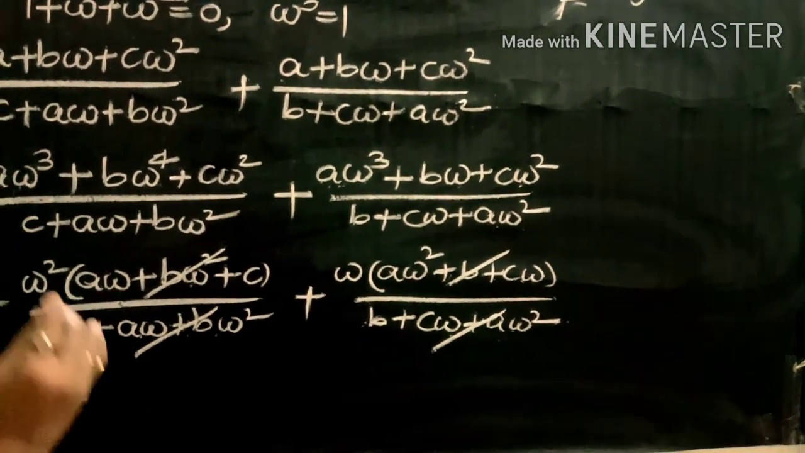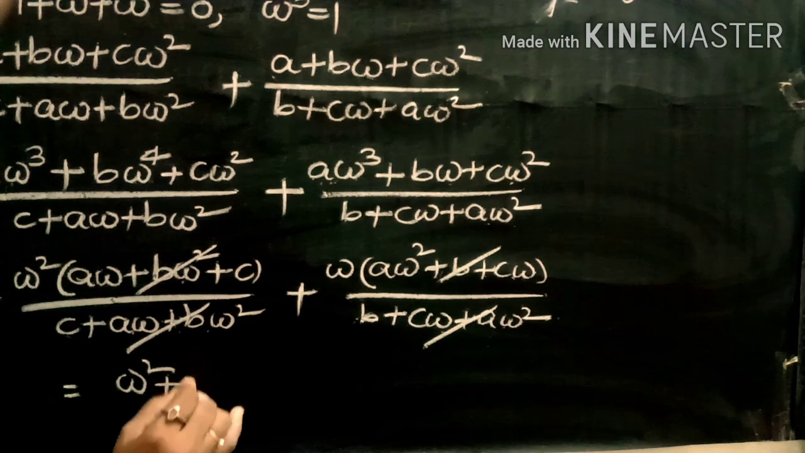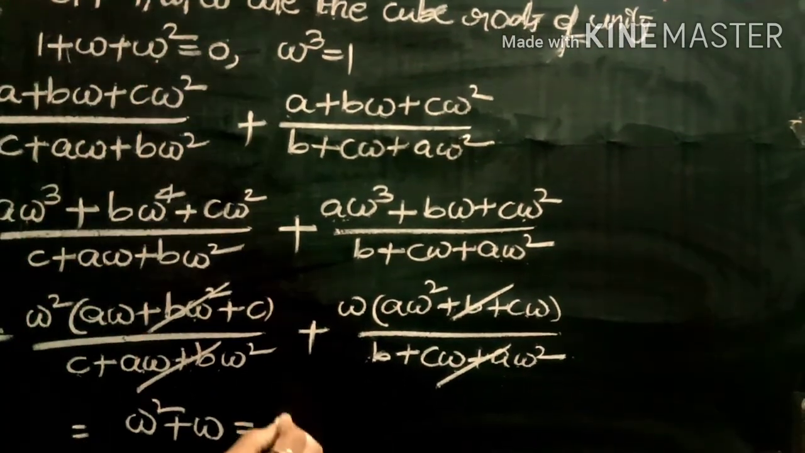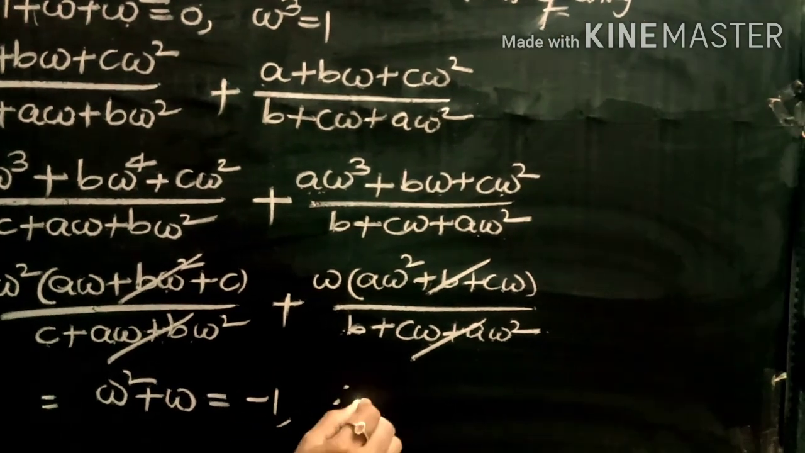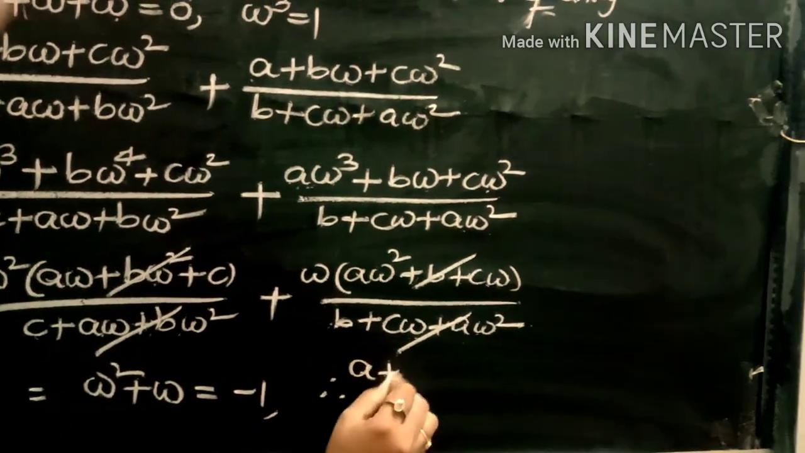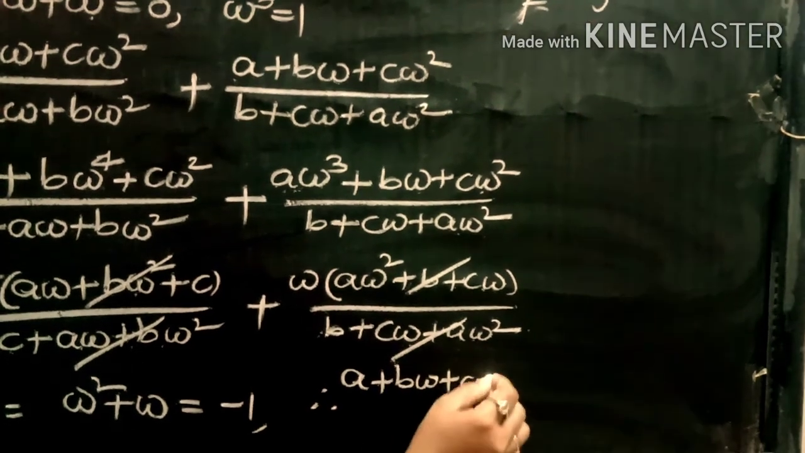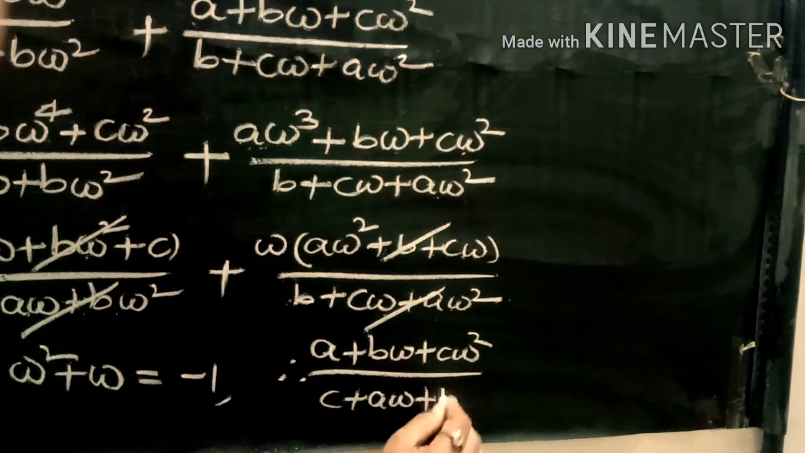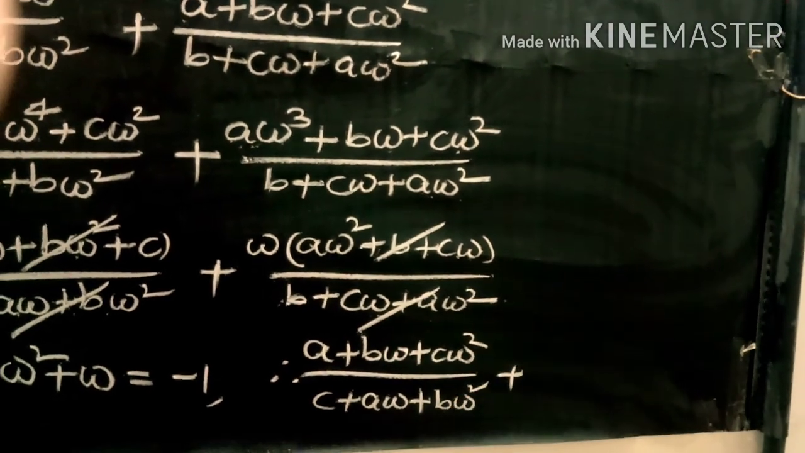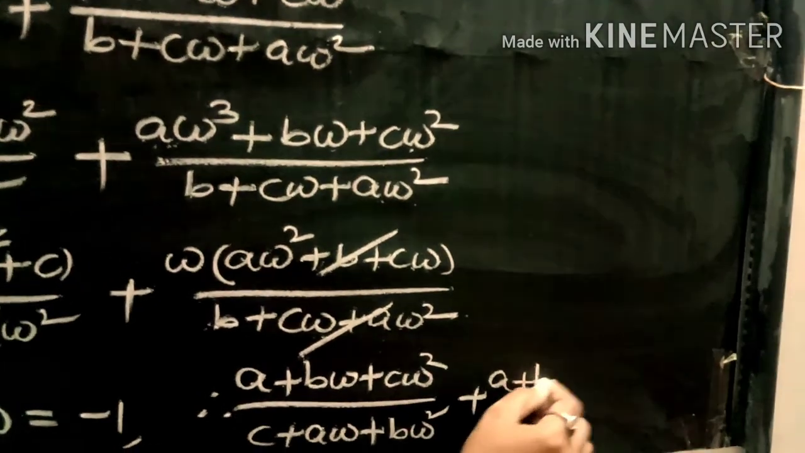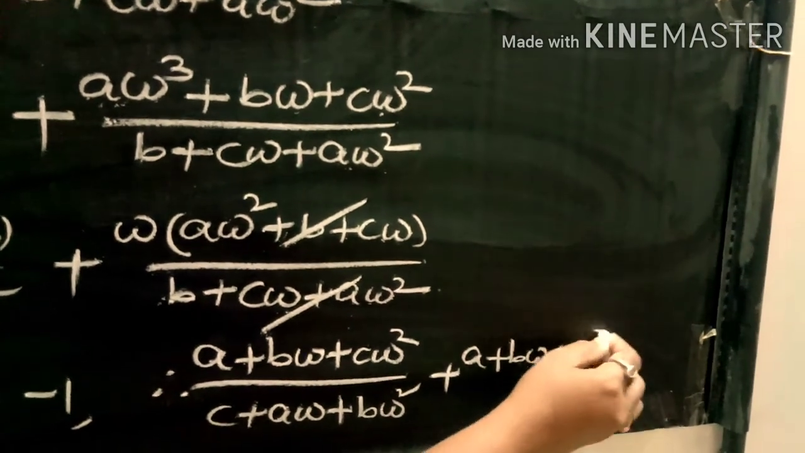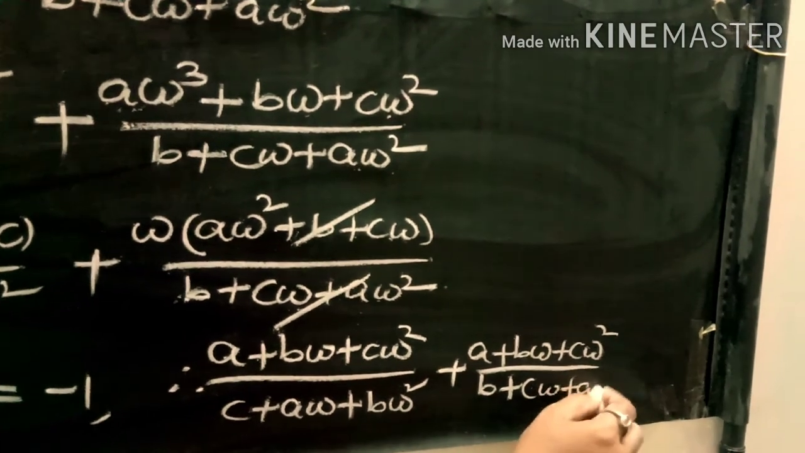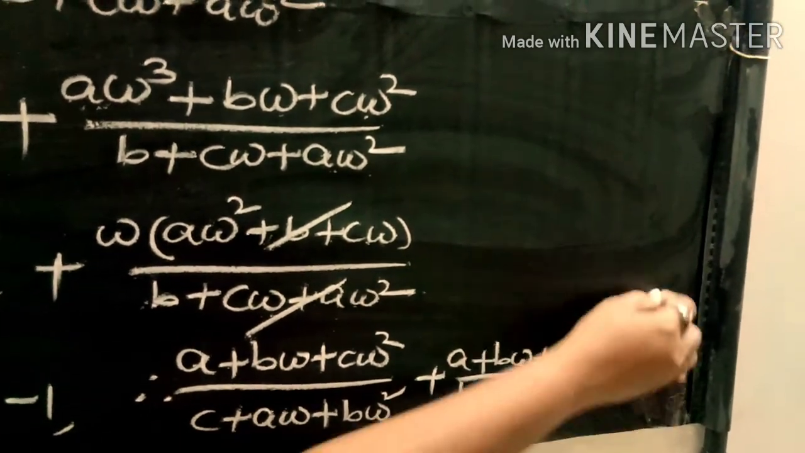Now the remaining values are only omega square plus omega. But what is omega square plus omega? Omega plus omega square value is nothing but minus 1. Therefore, the value of a plus b omega plus c omega square by c plus a omega plus b omega square plus a plus b omega plus c omega square by b plus c omega plus a omega square is equals to minus 1. That's all.